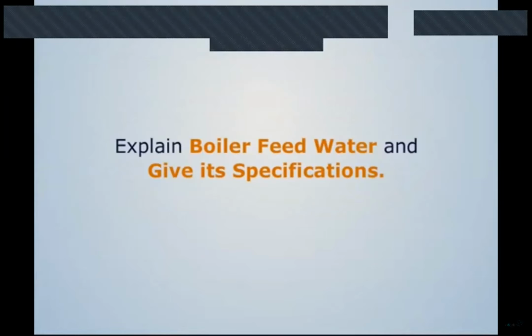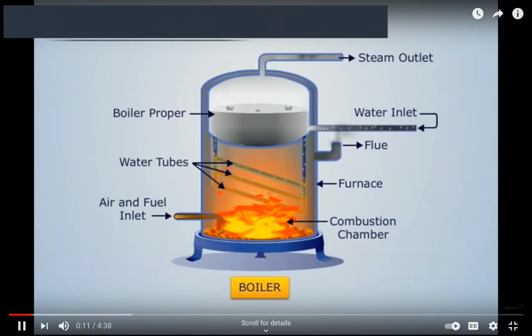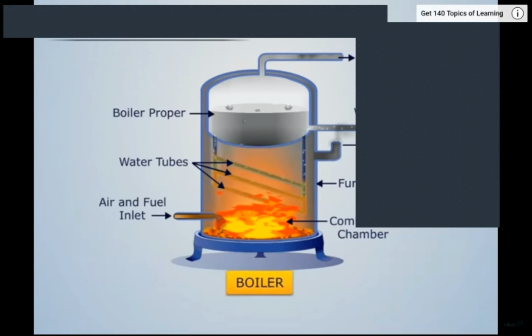Explain boiler feed water and give its specifications. Generally, boilers are used in industries to generate steam, which in turn is used to generate power and heat. Thus, boiler is a device for generating steam.